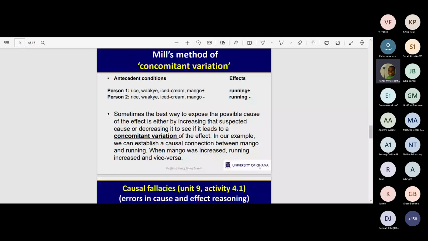Let me see what happens when I go. So you take 3 glasses. That's what we mean by person 1, mango, plus you added more to test. This is where there is already a suspected cause. When you use concomitant variation, you vary the antecedent to see if it will lead to a variation in the consequence, the effect. Okay, that's what you are doing.